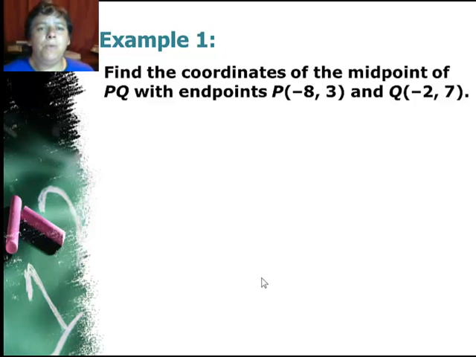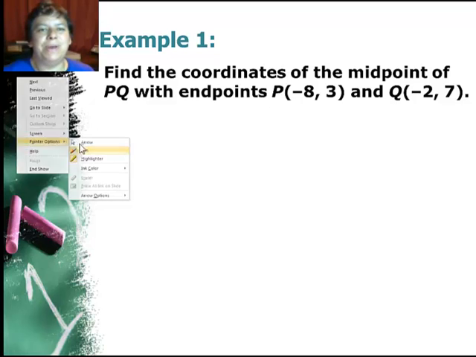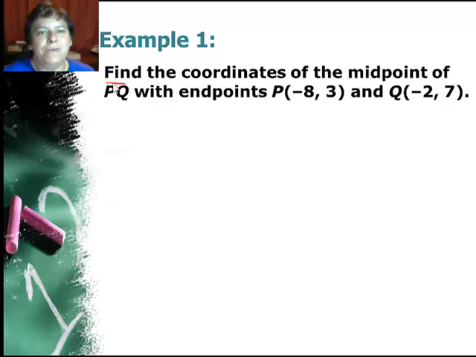So for example 1, I want to find the coordinates of the midpoint of PQ, segment PQ. It really should have a line over it. With endpoints, I don't like that. Printer, there we go. Let's put a little line over our segment. Naughty book. Maybe it dropped it when I copied.